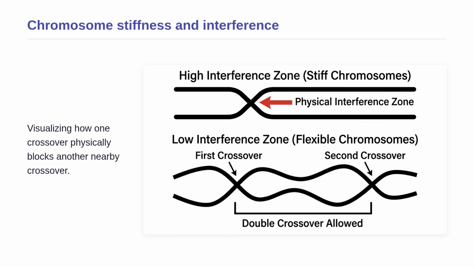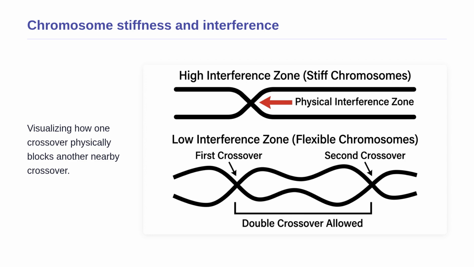Now that we have our stiff rope analogy in mind, let us look at how this actually appears with chromosomes. On your screen, you see two scenarios. In the top diagram, we have a high interference zone. Notice the first crossover, or chiasma, creates a physical constraint. The region immediately next to it is the physical interference zone, where the chromosome is simply too stiff to bend and cross over again. In contrast, the bottom diagram shows a low interference zone.